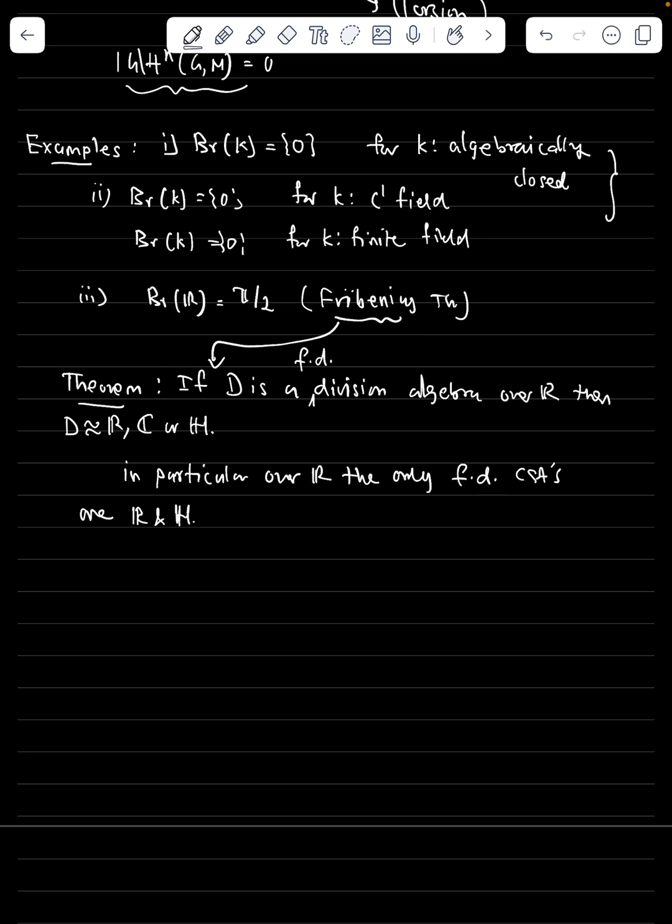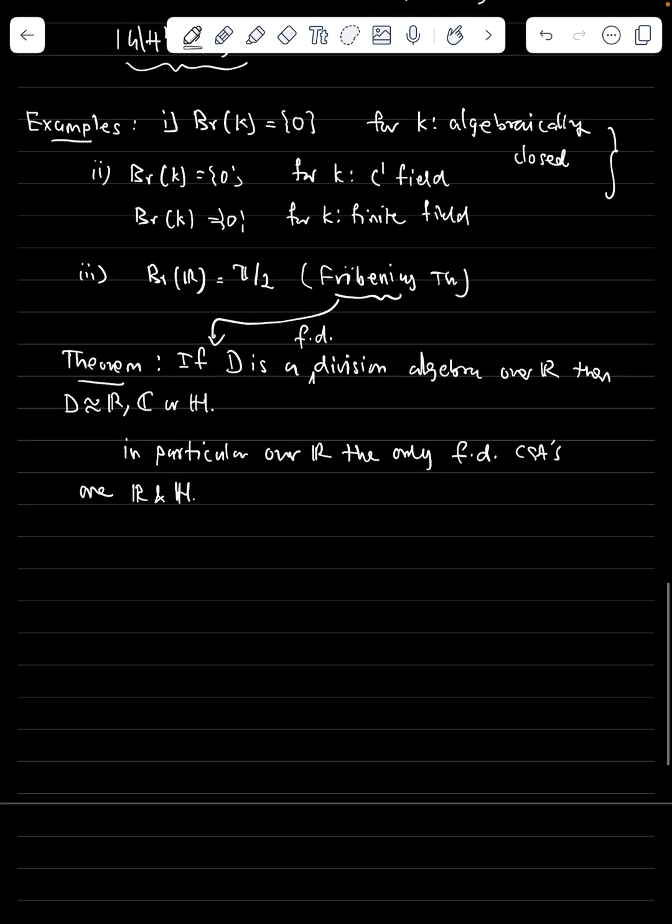One can show that H tensor H is indeed a matrix algebra, isomorphic to M2 of C, or you can show that it's isomorphic to, say, M4 of R. That means that H is its own inverse. So H is an element of order 2. That means it's a two element group, Z mod 2. So that's one of the examples.